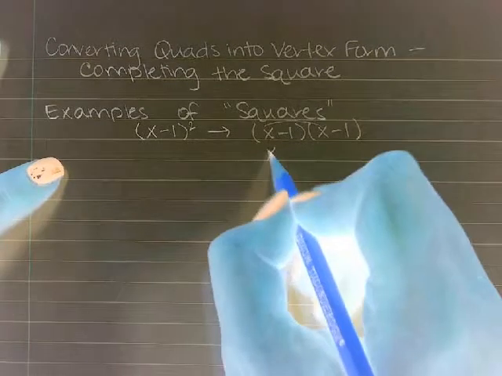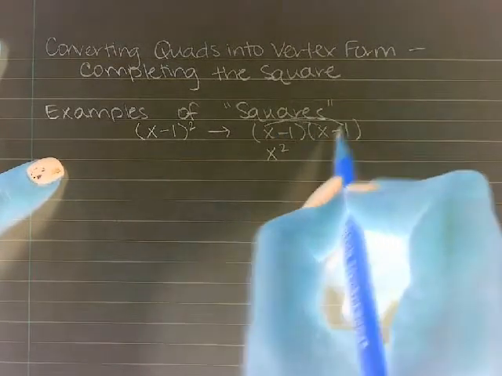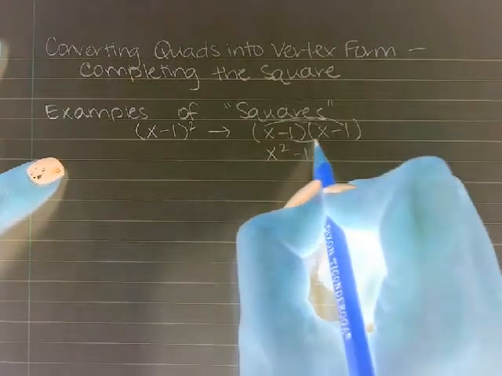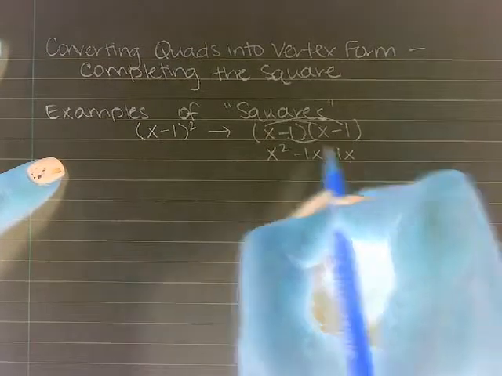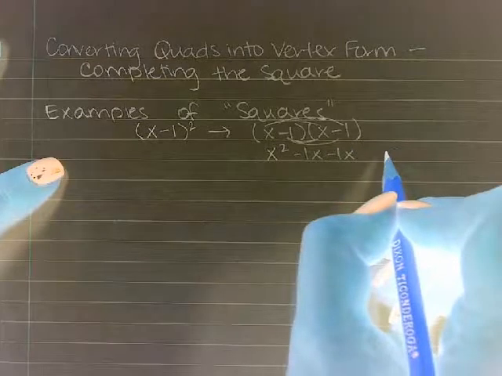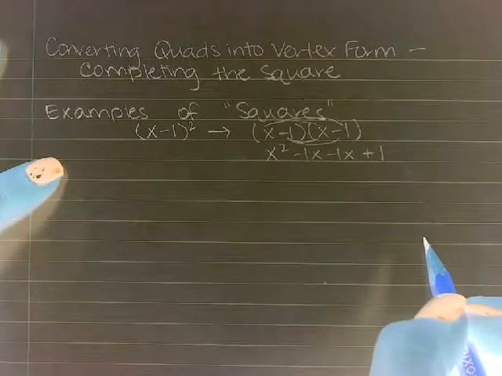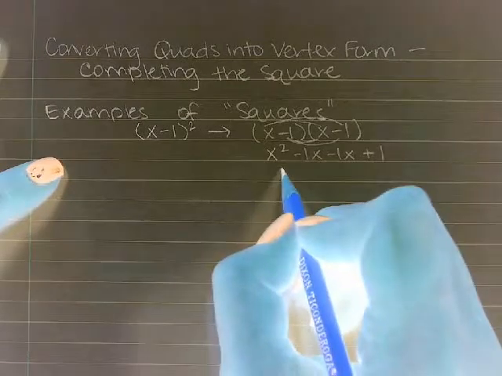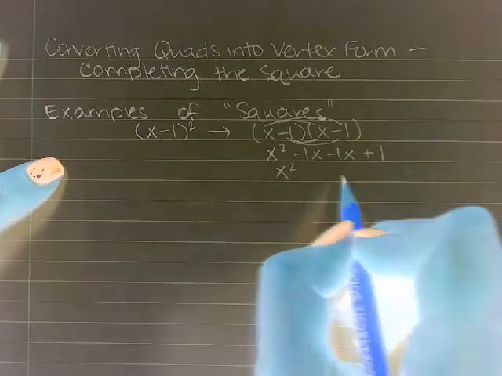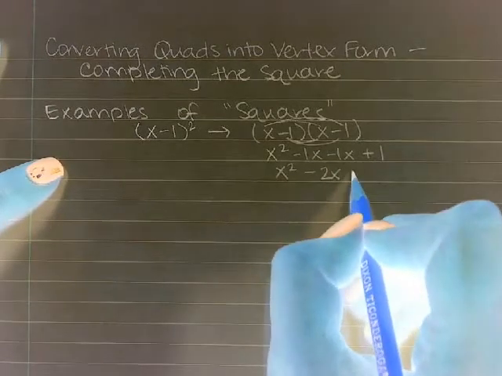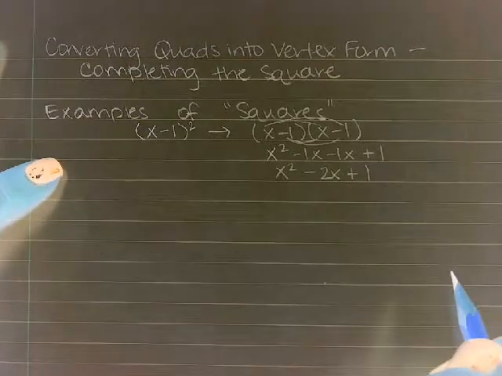X. Plus 1, very good. Okay. So I have x squared minus 2x plus 1. That's what I have.